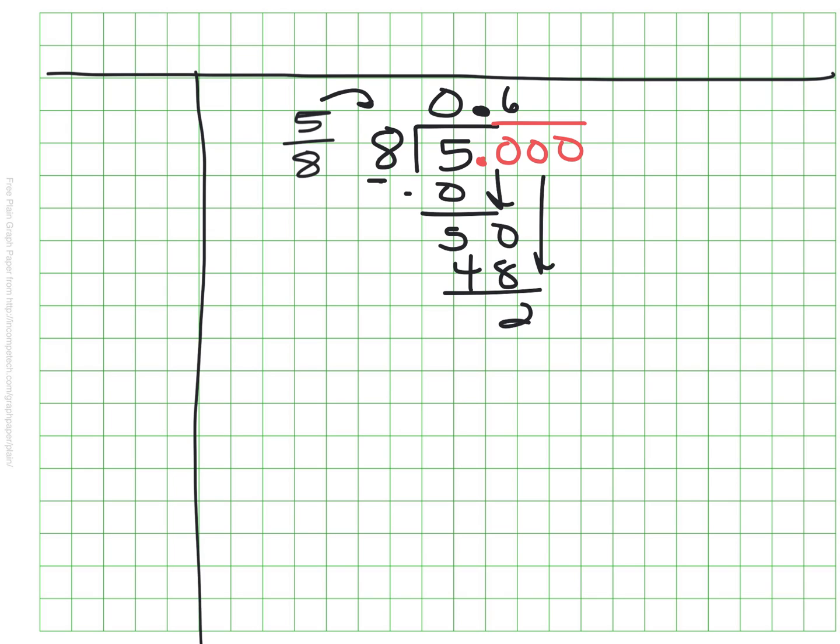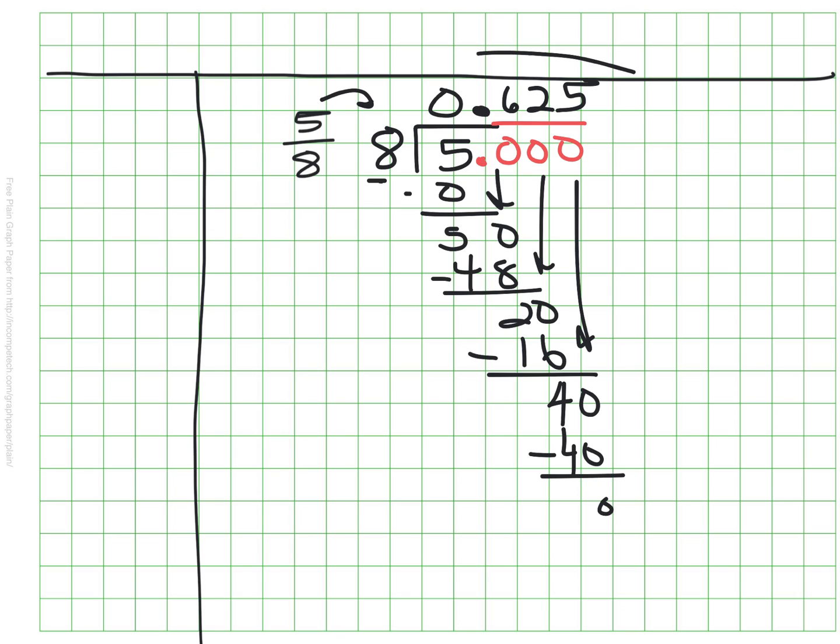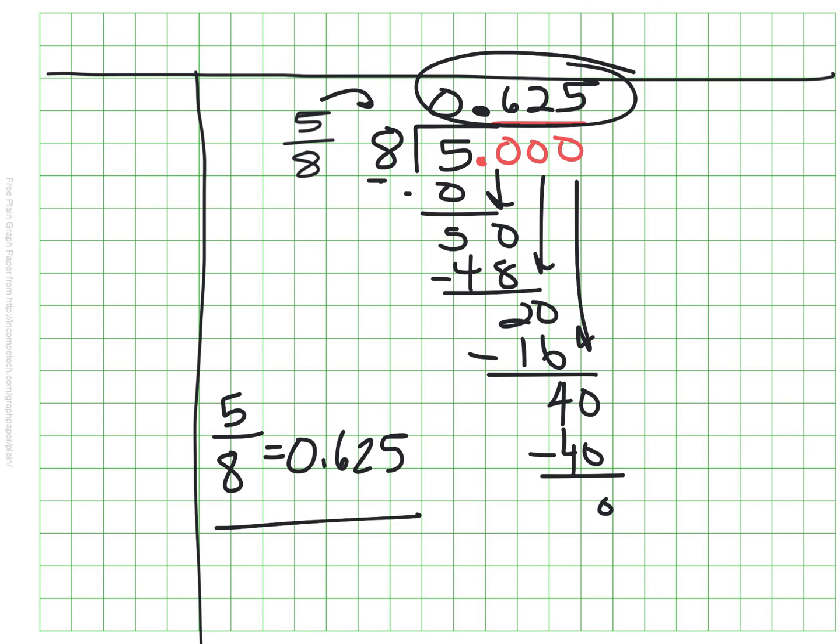It looks like I'm going to have to do this a few times until I can get my answer the way it needs to be. I'm going to stop when I have nothing left to bring down, nothing left over, and it looks like it's right here. My quotient is the decimal equivalent. So 5/8 is equivalent to 625 thousandths. Those two values are equivalent.